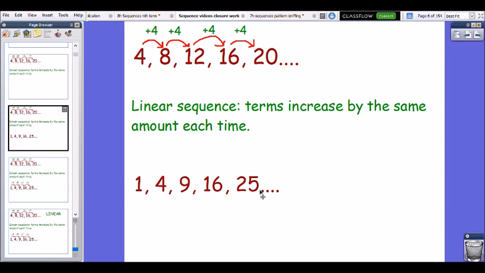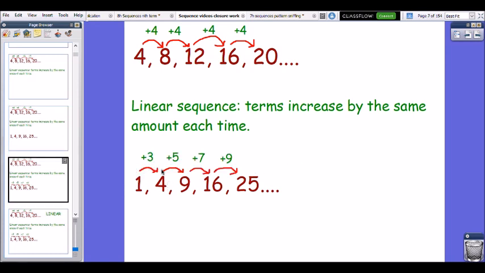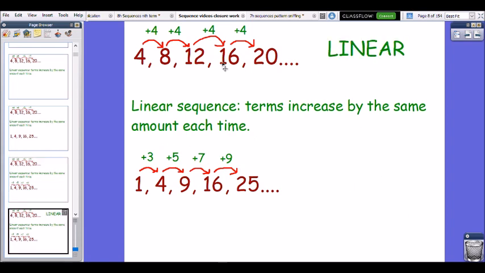Well, let's think about my square numbers. What is happening each time I increase a term? To get from 1 to 4, I've added 3. To get from 4 to 9, I've added 5. To get from 9 to 16, I've added 7, and so on. So is this linear? Well, the answer is no. The square numbers are not a linear sequence because the terms are not increasing by the same amount each time. So the 4 times tables would be a linear sequence, and my square numbers would not be a linear sequence.